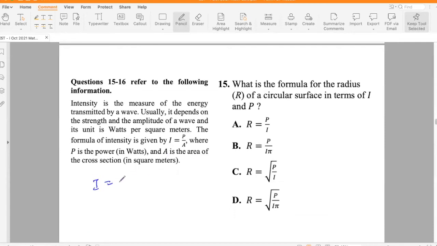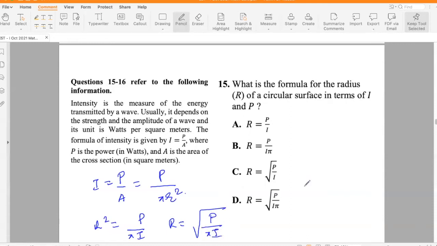Okay, so I is P by A, which for a circular surface will be pi r squared. So r squared will be P by pi I. So r will be square root of P by pi I. Square root of P by pi I, option D.